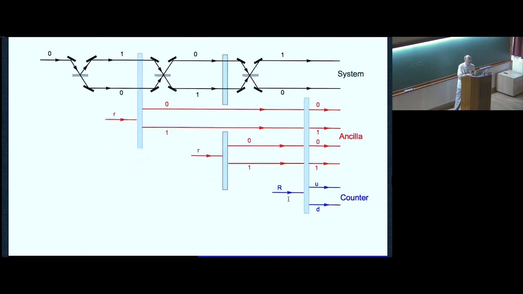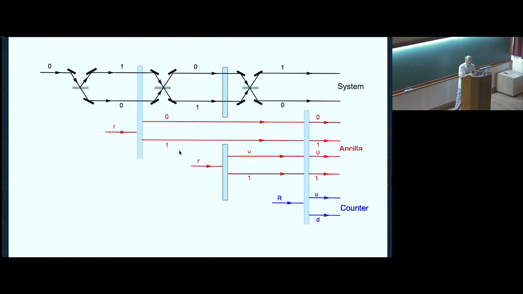And then after the whole process is over for the system, the ancillas are carrying that information. And then they're all coupled together in a certain way that I'll describe, and coupled to the counter in such a way as to give a final outcome for the experiment. Okay, so is the picture relatively clear?